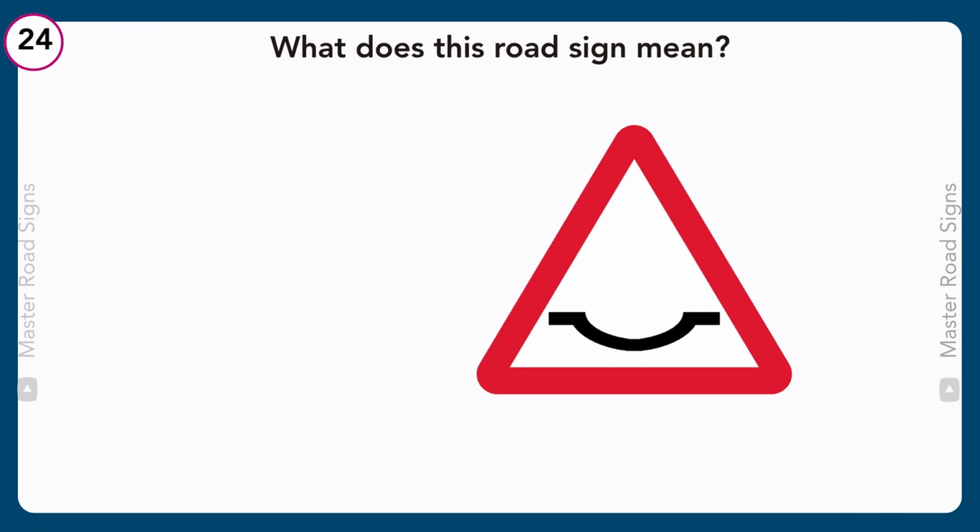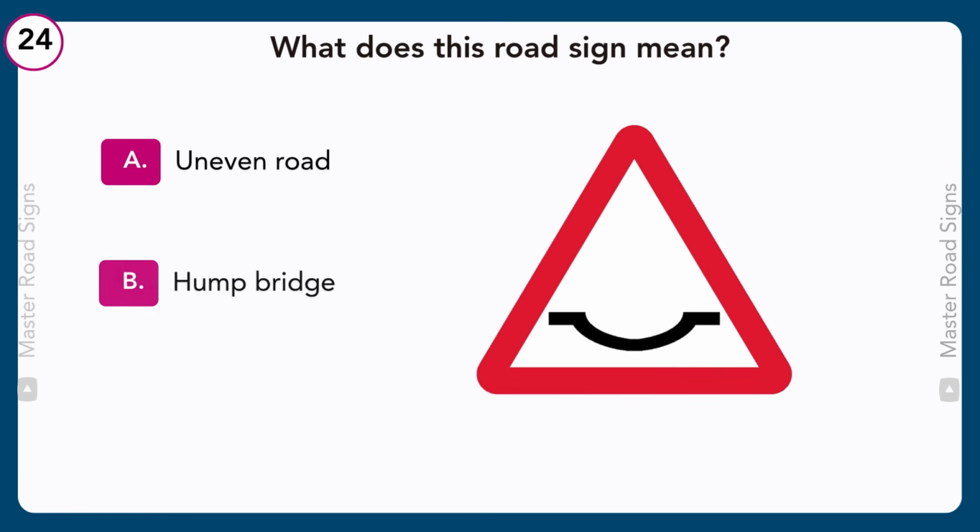What does this road sign mean? Option A, uneven road. Option B, hump bridge. Option C, dip.